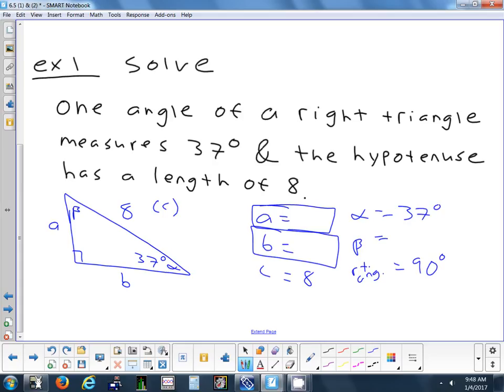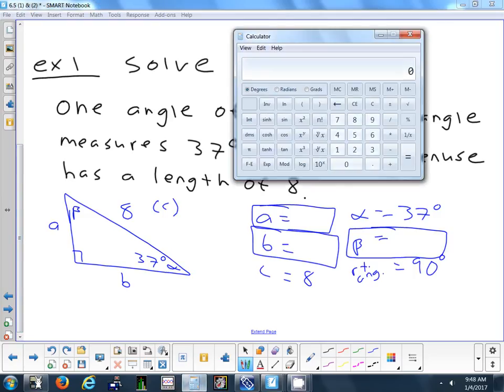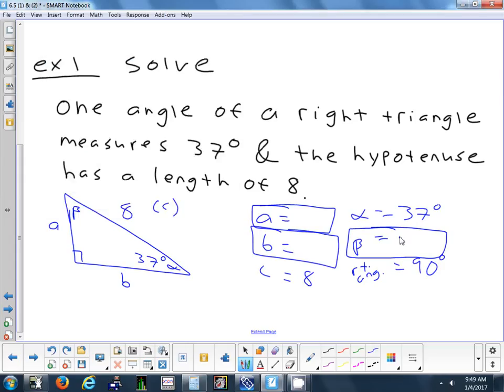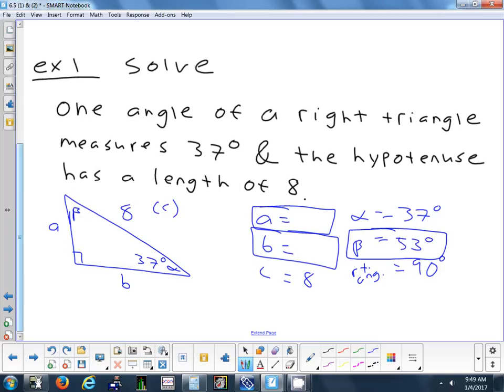Now, was I given beta? No, I wasn't given beta, but I can easily find it by doing what? Just subtract, 90 minus 37. Beta has to be 53 degrees or these angles wouldn't add up to 180. Okay, so that's one of the three things we need to find. So we've got beta.